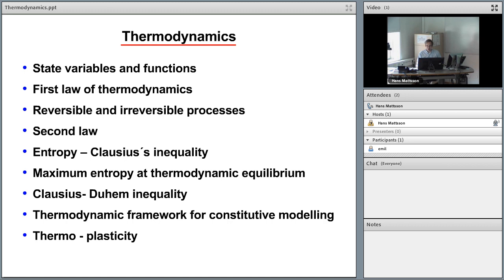We have one participant on distance here, Emil. And Emil, if you hear me, you can write something in the chat, like maybe hi or something. Yeah, Emil is hearing me.